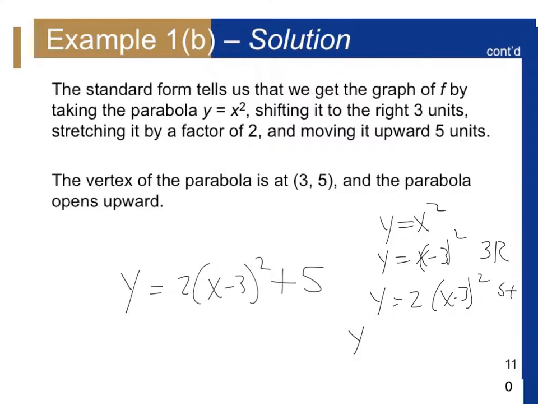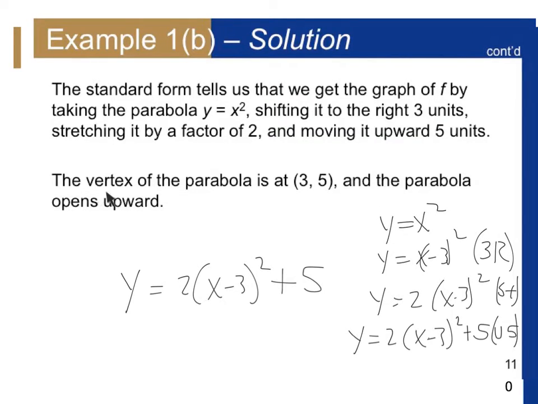And then finally our last step is just to add 5, which means we move it up 5. Okay, so 2 times x minus 3 squared plus 5. That's up 5. So stretch, 3 right, up 5 there. Okay, so these are our steps here. We start with x squared, then we make it x minus 3 squared, go 3 to the right, then we do 2 times x minus 3 squared, which means we stretch it, and then we add 5, which means we go up 5. Okay, so those are the steps there.